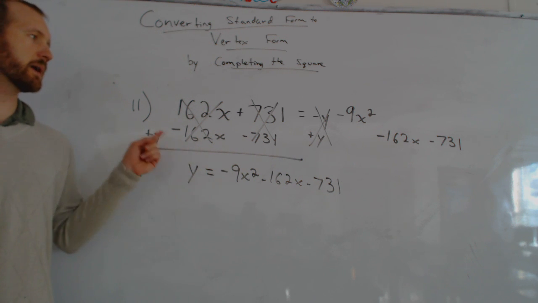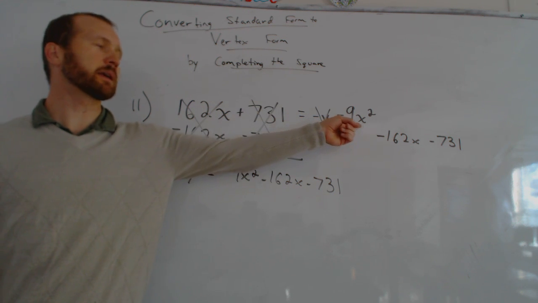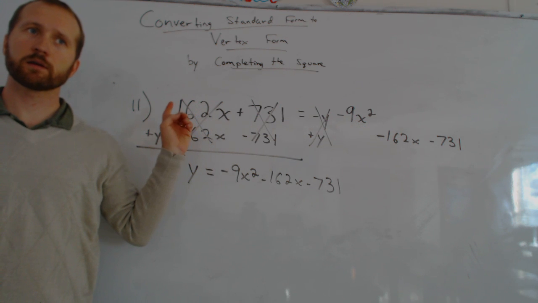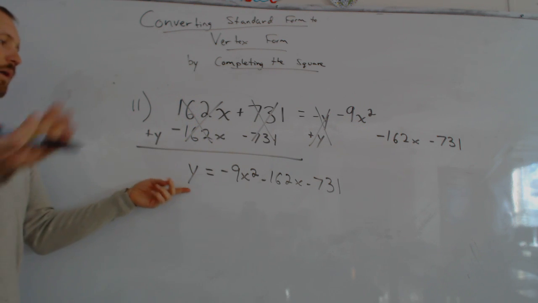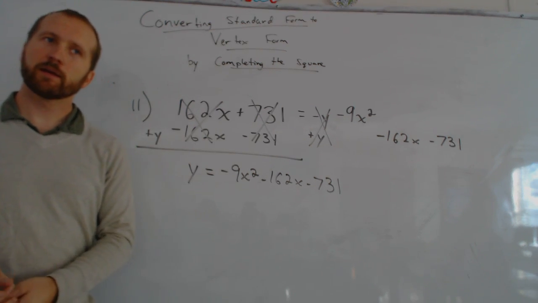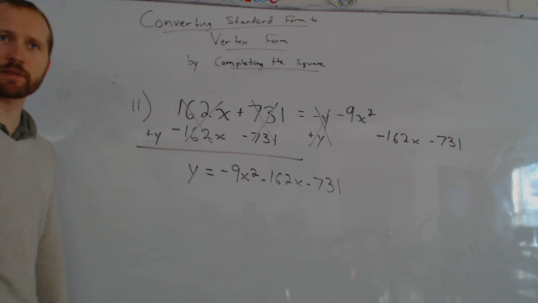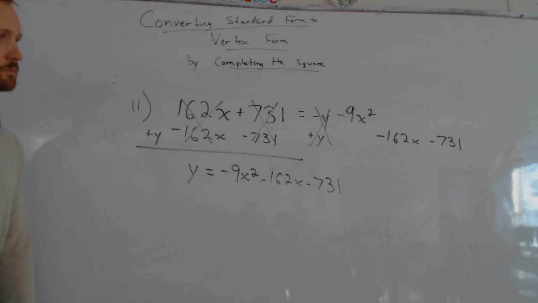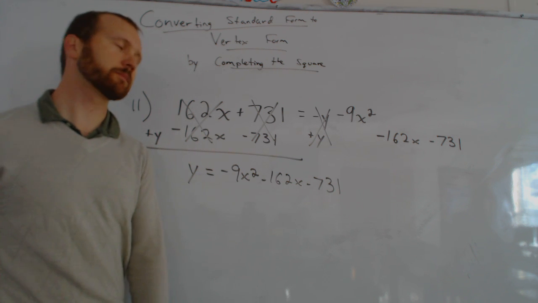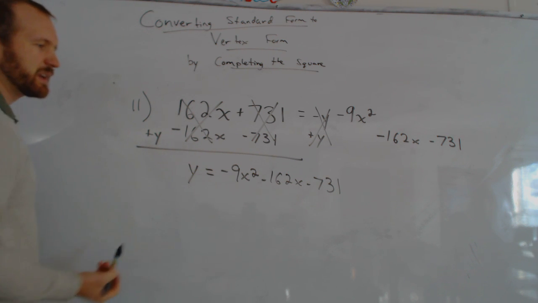Why did I do it this way? Why didn't I just add 9x squared to both sides? Because it has to be y equals and y can't be negative. I wanted a positive y, right? So I could have done that and then just multiplied everything by negative 1. If you do get a negative y, you can just multiply it by -1, right? Totally. Okay, big numbers here.